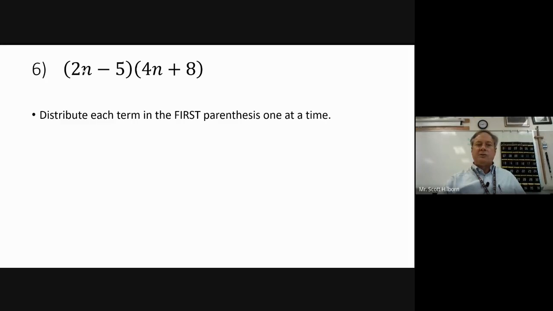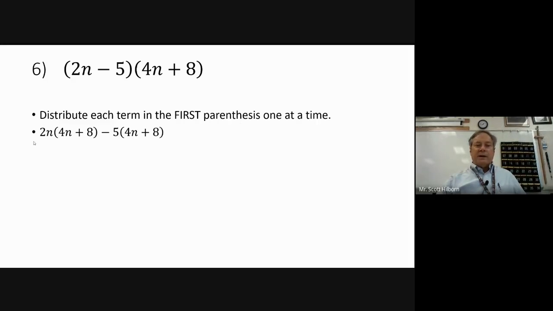For instance, I'm going to go 2n times 4n, and that's going to give me 8n squared. And then I'm going to go 2n times 8, and that's going to give me 16n. Then I'll take -5 times 4n and get -20n. And finally, I'll take -5 times 8 and get -40.